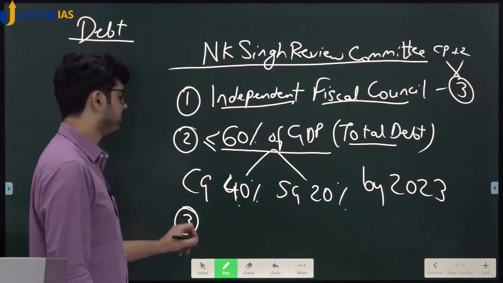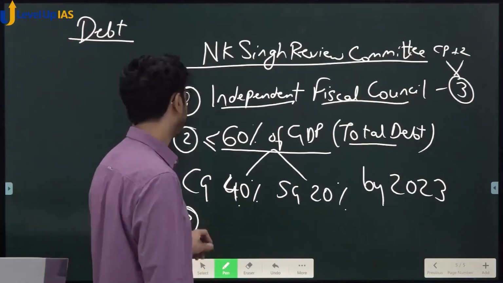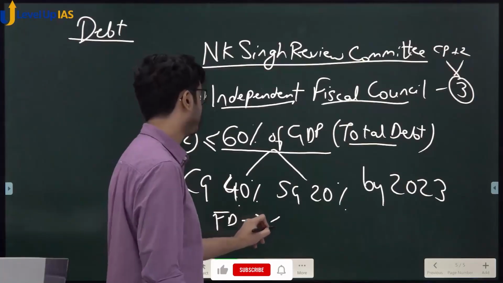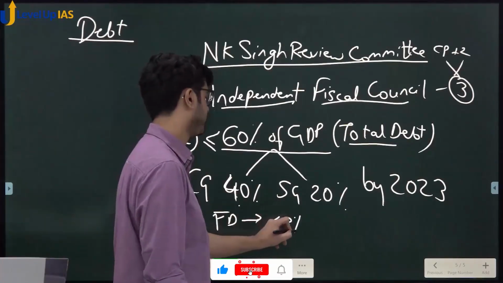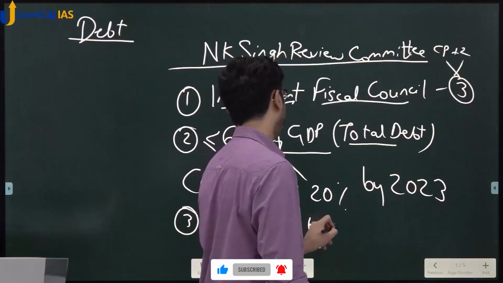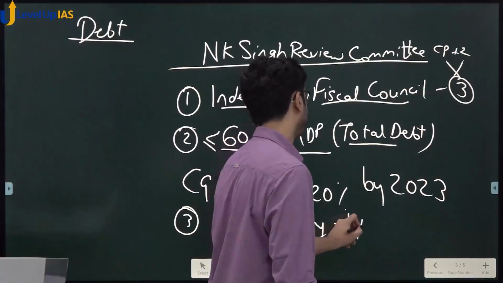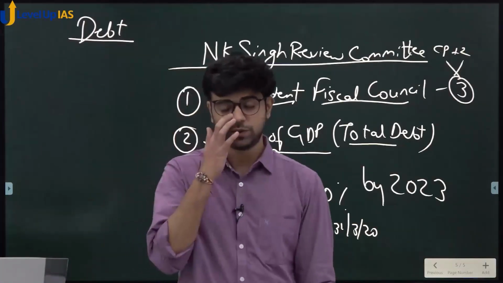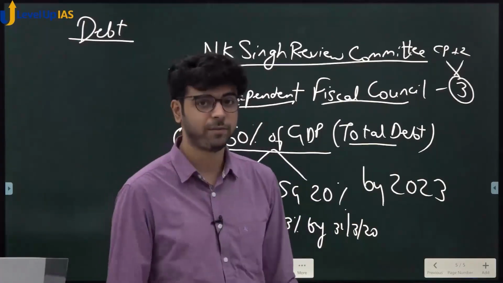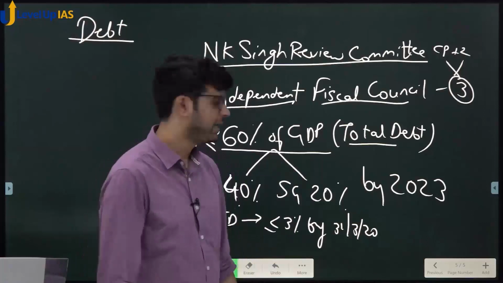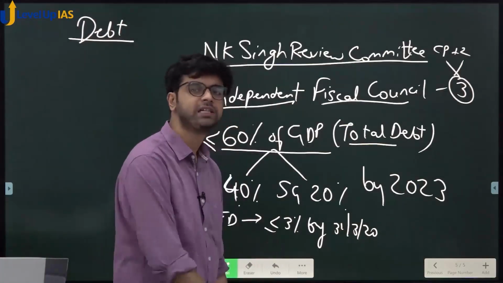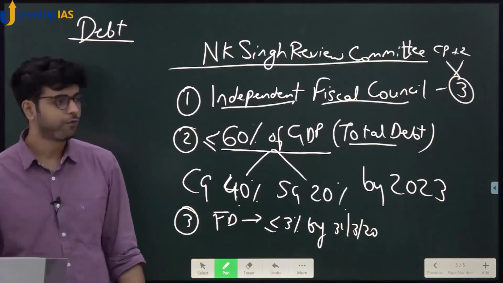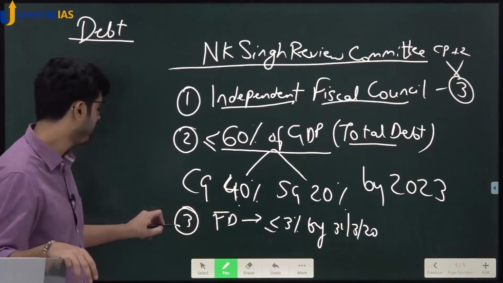Okay. Third important recommendation by NK Singh Review Committee was to reduce fiscal deficit to less than 3% by 31st March 20, which was the same as FRBM. Okay? And after that they said that slowly reduce this fiscal deficit also. Now what do you think? Is it feasible to follow this? No, it is not. Why?